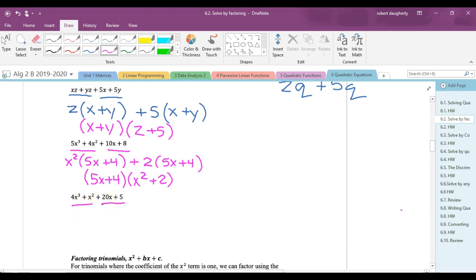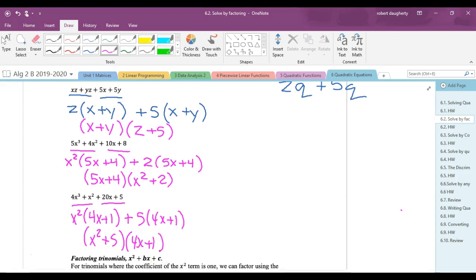Looking at the next one, it's a different problem. What do the first two terms have in common? The first two have what, an X squared? So that leaves me 4X plus 1. Plus, what do the next two things have in common? 5? That's 4X plus 1. So this final answer is X squared plus 5 times 4X plus 1, okay? So that's factor by grouping, okay?